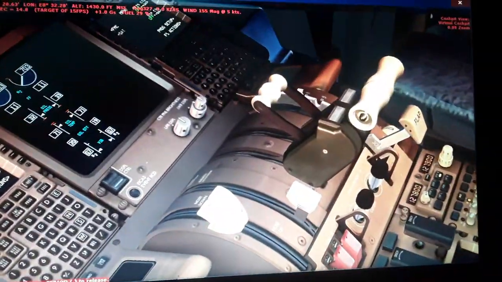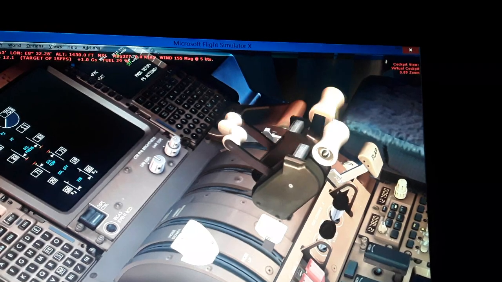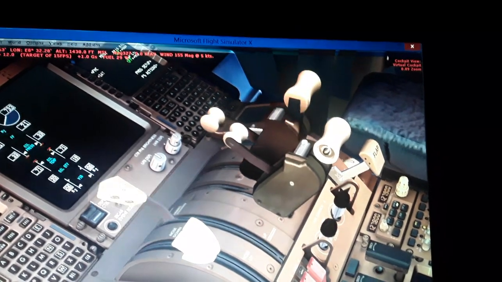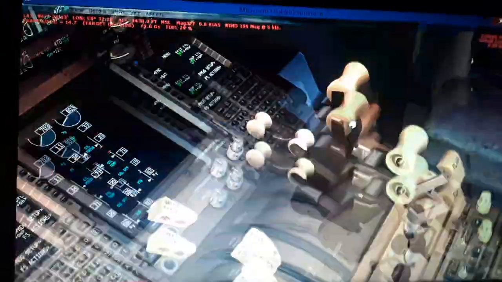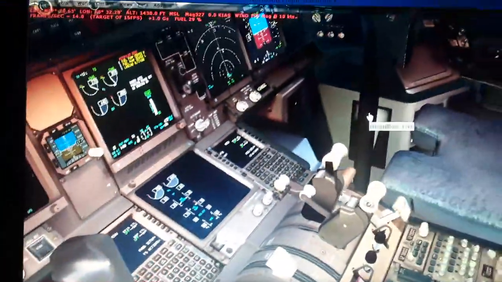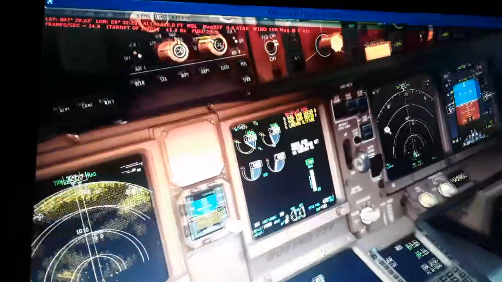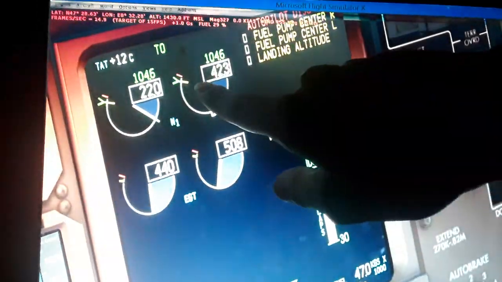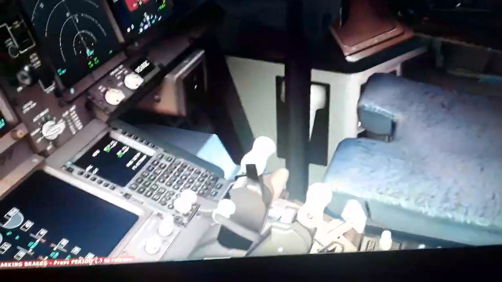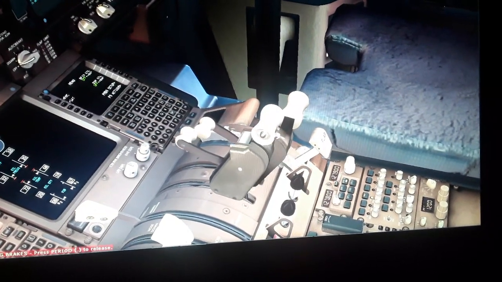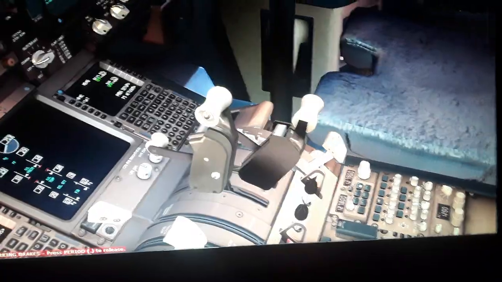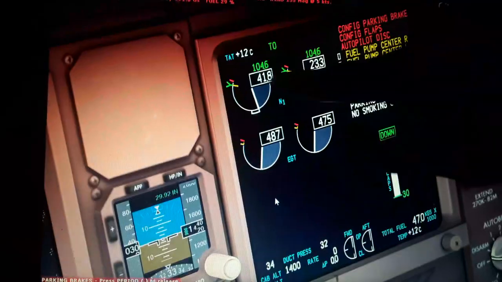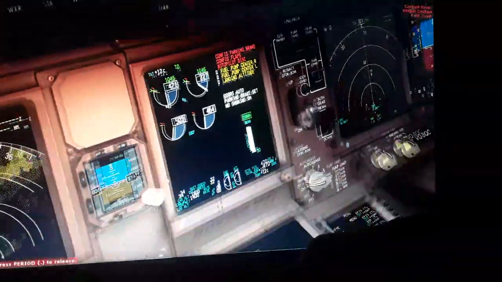So we have also the variable thrust mode. You can see I move one thrust lever at a time. You can see the right side engine is having more thrust than the left. Then I'm gonna move the other side, both the same, and then the other side engine also. You will see the variable thrust like this. We have more thrust from the left engine now.